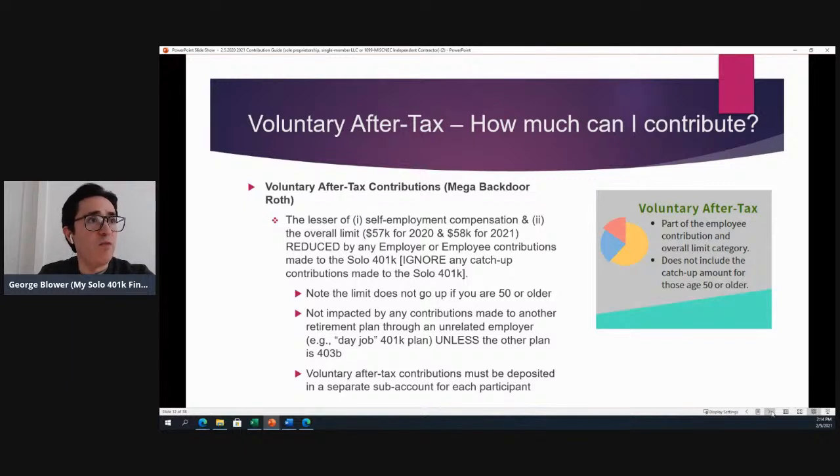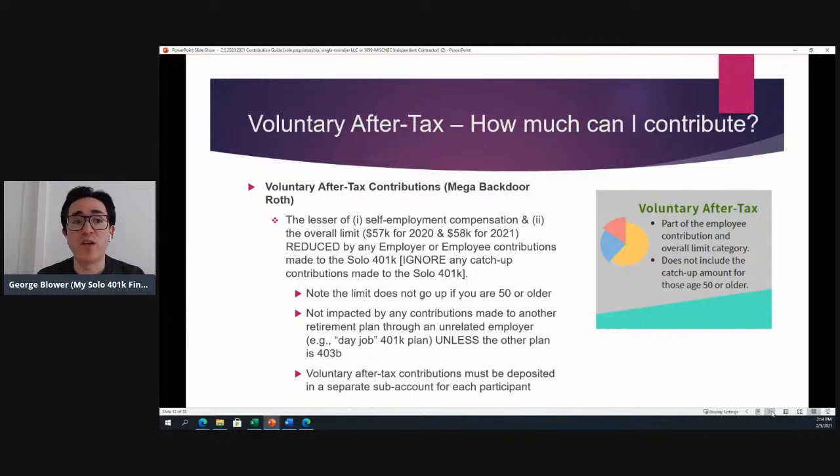The next slide is talking about voluntary after-tax contributions. Here the limit is the lesser of your self-employment compensation, again doing that pre-calculation, line 31 of Schedule C less 1/2 of the self-employment tax, or the overall limit, $57,000 for 2020 or $58,000 for 2021, reduced by any employer or employee contributions made to the solo 401k. Keep in mind that you ignore any catch-up contributions made to the solo 401k, so this limit doesn't go up if you're 50 or older. It's not impacted by contributions made to another retirement plan, unless the other plan is a 403b plan.